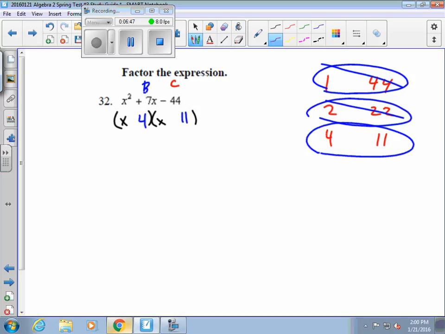This sign right here in front of C is negative. It tells us the same sign or different signs. Negative means that they're different. Since they're different, this sign tells us whichever number is bigger is going to be plus. So 11 is plus. They're different. 4 is minus. X minus 4 times x plus 11.